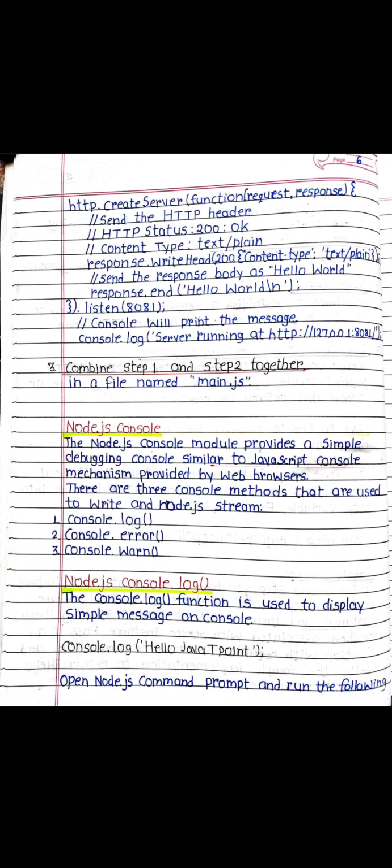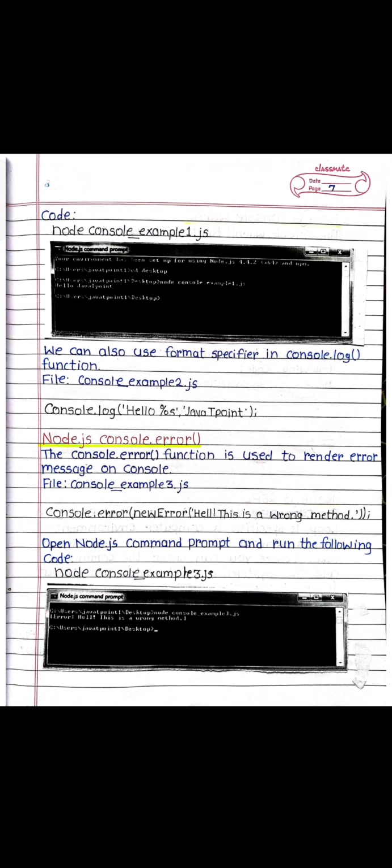console.log('Hello JavaTpoint'). Open the command prompt and run the following: node console_example.js. We can also use the format specifier in log. File: console_example2.js, console.log('Hello %s', 'JavaTpoint').